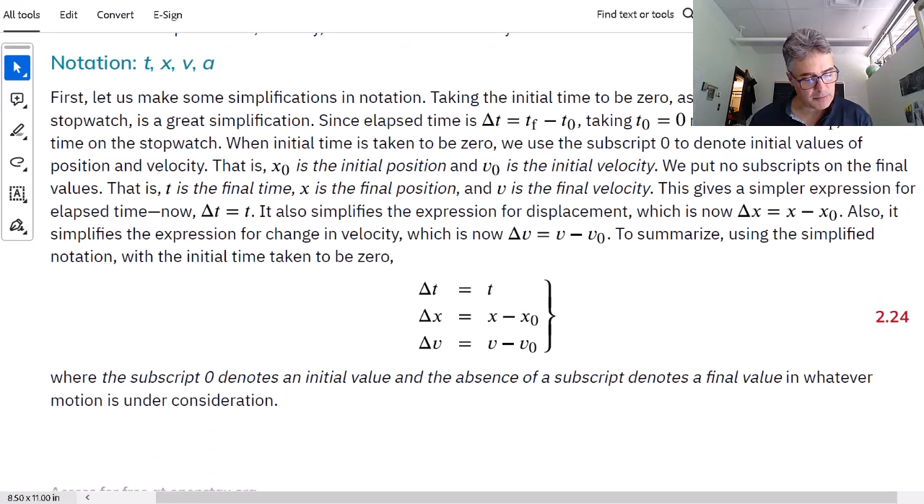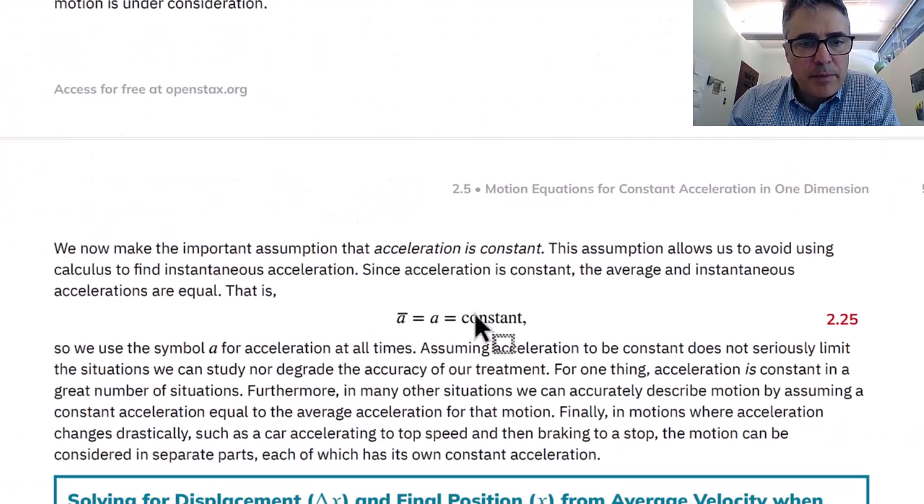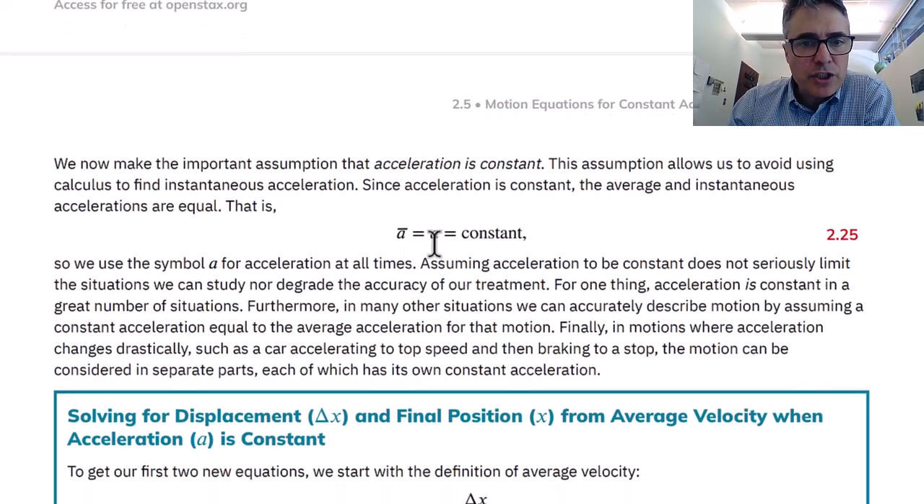So first, let us make some simplifications in notation. Delta T is T final minus T initial, but T initial, we can usually set that to be 0. That's sort of the definition of initial time, is when T equals 0. So delta T equals T final, and we're just going to call that T, the time. Delta X is X final minus X initial. Delta V, change in velocity, is V minus the initial V. So 0 denotes an initial value, and the absence of subscript denotes the final value in whatever motion is under consideration. And at the top of the next page, we have this notation A for acceleration.